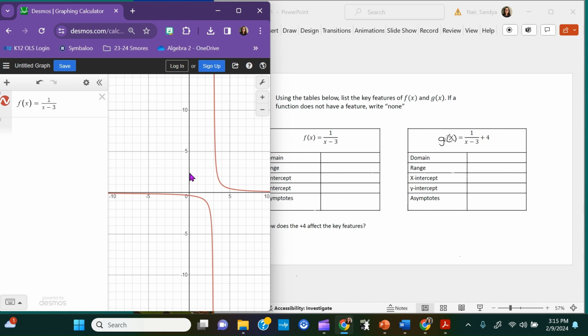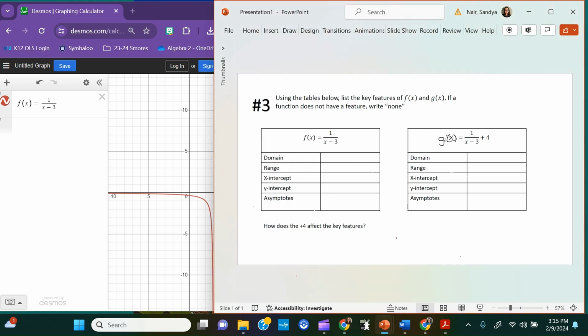You can see from the graph, or you can tell from the equation, that the domain is going to go to this value of h, right? So it's going to go from negative infinity to positive 3. And then there's going to be a break, and it's going to go from 3 to positive infinity.